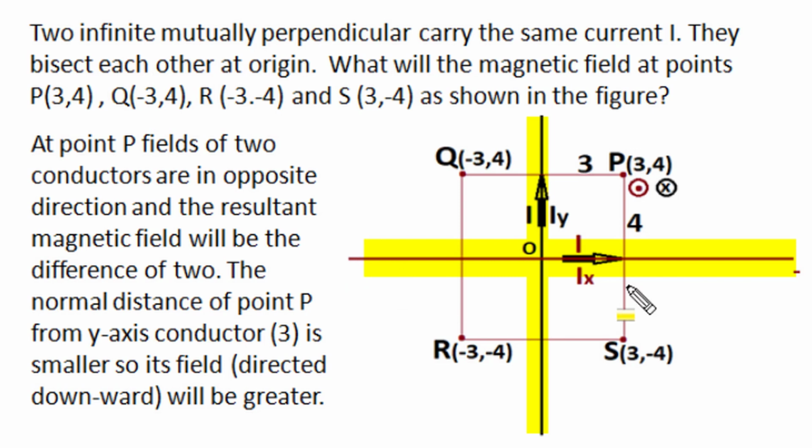So one current is along the x direction and the second current is along the y direction, as shown in this diagram, and we have to find the resultant magnetic field at 4 points.